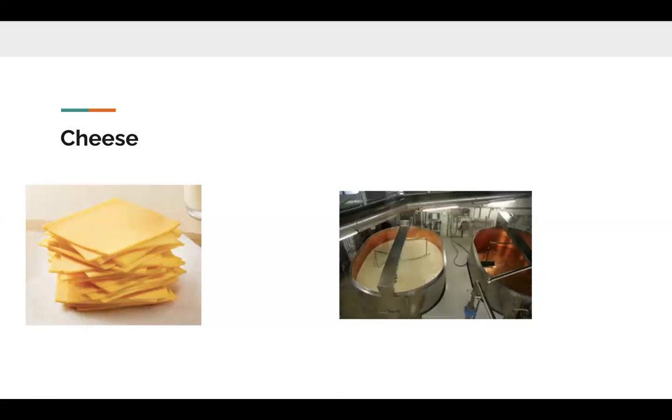During the ripening, the bacteria and enzymes still continue to break down the proteins and fats in the cheese, leading to the flavors. Another important thing to know is that the type of milk used to make cheese also affects the final product of the cheese.